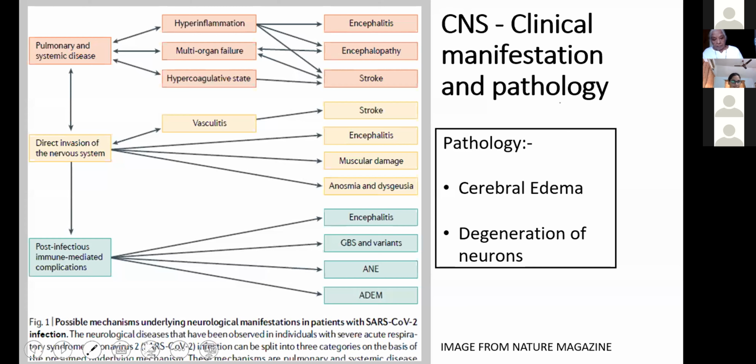What actually happens in the central nervous system? The most common findings are encephalitis, encephalopathy, and stroke. It could also lead to muscular damage. And as I said before, dysgeusia and anosmia can be due to CNS damage, but it has not been confirmed yet. When it comes to the pathology, it causes cerebral edema and degeneration of the neuron. One more thing is that the CNS damage could also be due to vasculitis.